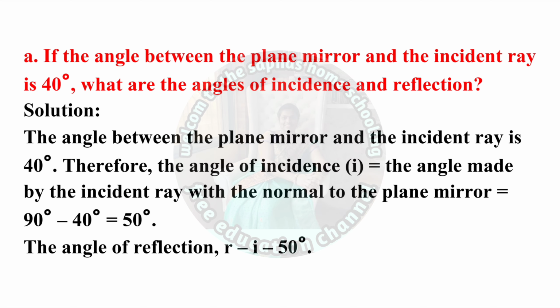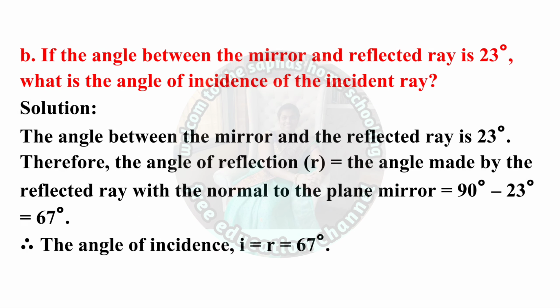Question A. If the angle between the plane mirror and the incident ray is 40 degrees, what are the angles of incidence and reflection? Solution. The angle between the plane mirror and the incident ray is 40 degrees. Therefore, the angle of incidence i is the angle made by the incident ray with the normal to the plane mirror, 90 degrees minus 40 degrees equals 50 degrees. The angle of reflection r equals i equals 50 degrees.